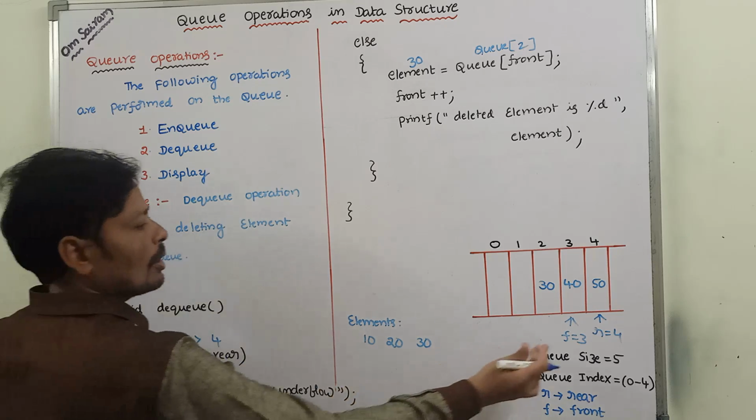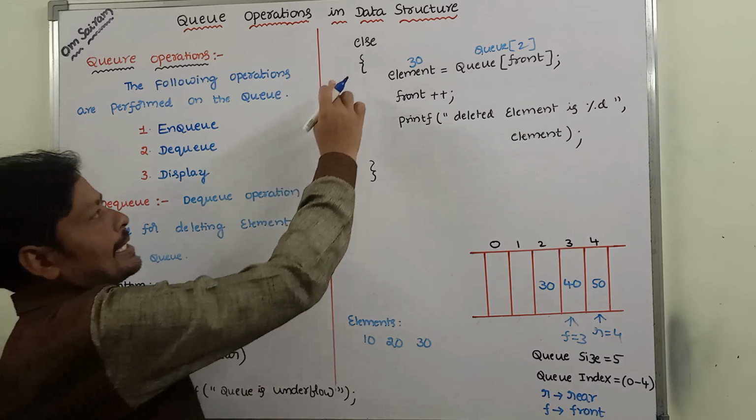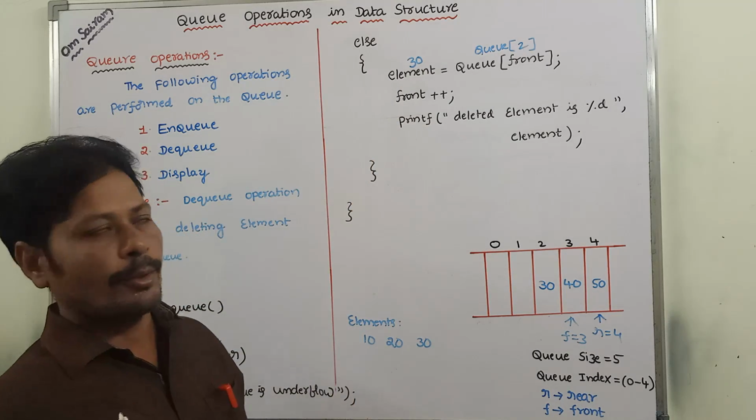What is the rear value now? 4. 3 greater than 4? Condition false at the if block. Then control goes to the else block. In the else block, these statements are executed.